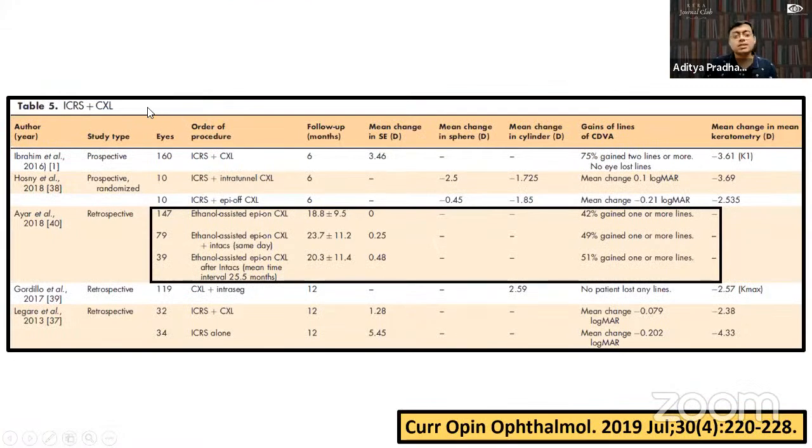If you combine this intracorneal ring segment with cross-linking, this study was retrospective in 2018, in which the order of procedure was different in the different sample sizes. In one, ethanol-assisted epi-on CXL was done first with the ring, then same day CXL and Intacs, and in the other, the Intacs was done first and then the CXL was done later. Across all three groups, the gains of lines ranged from around 42% to 51%, who gained 1 or more lines in the corrected distance visual acuity.